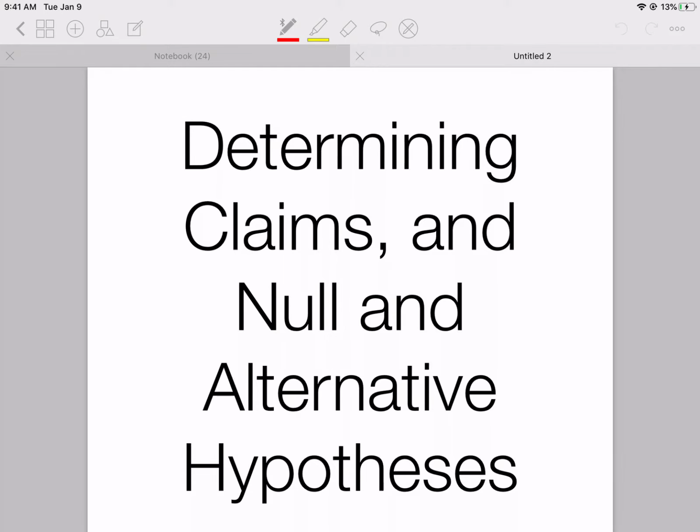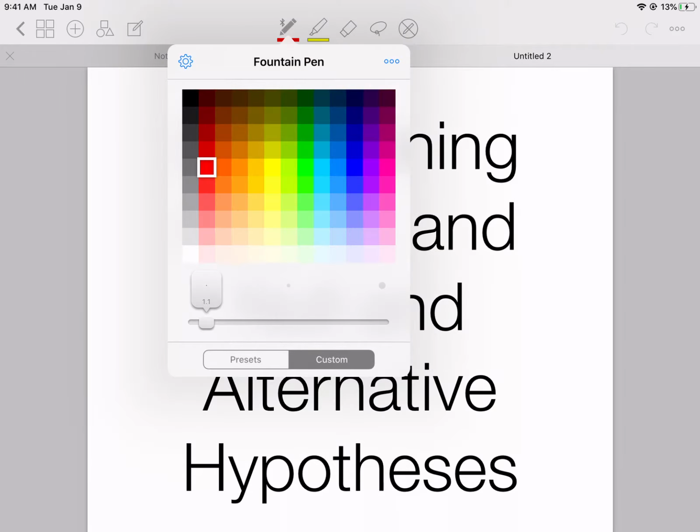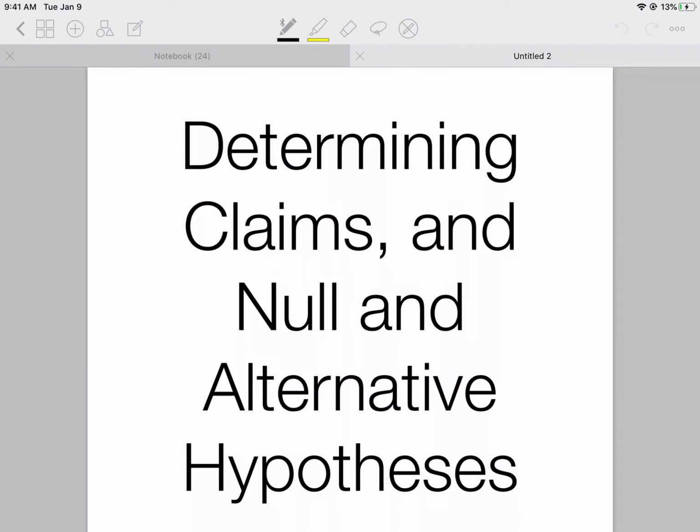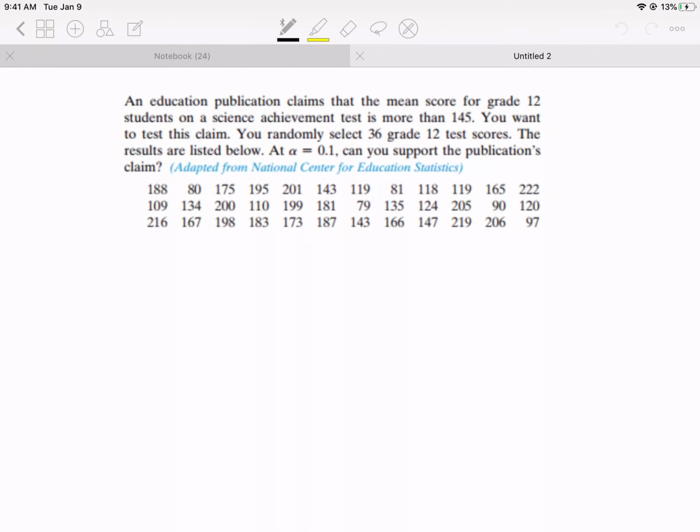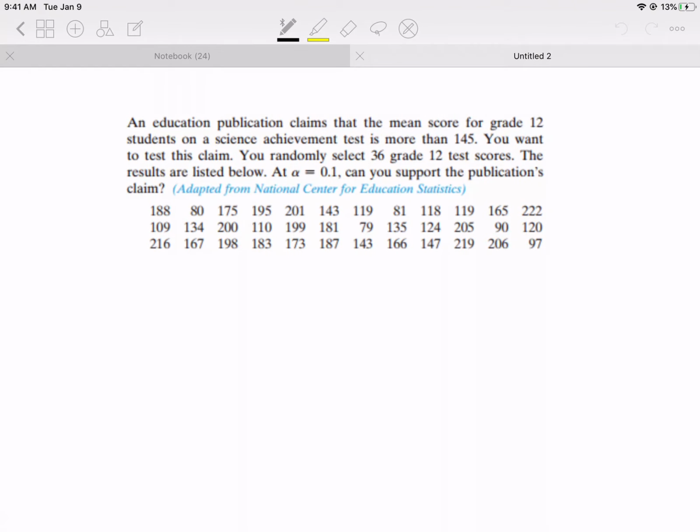Okay, so we're just going to start with some examples where we just focus on determining claims and the null and alternative hypotheses for performing one sample hypothesis tests. So this is all about chapter 7. Okay, now, we're just going to run through a few examples. So, this first example, take a moment to read it.